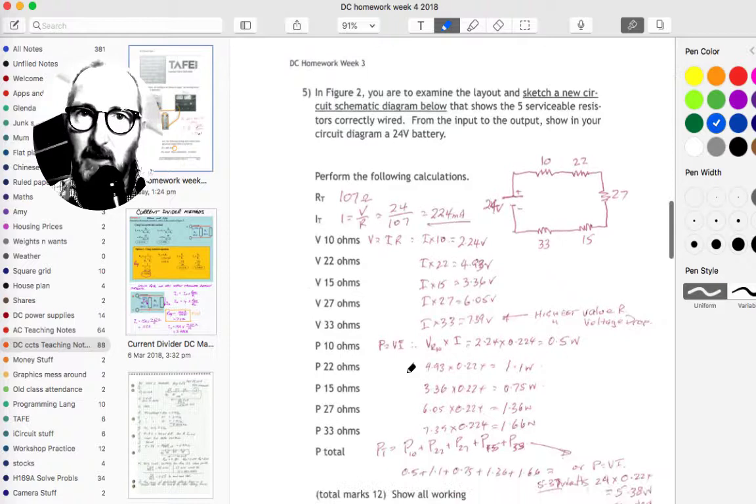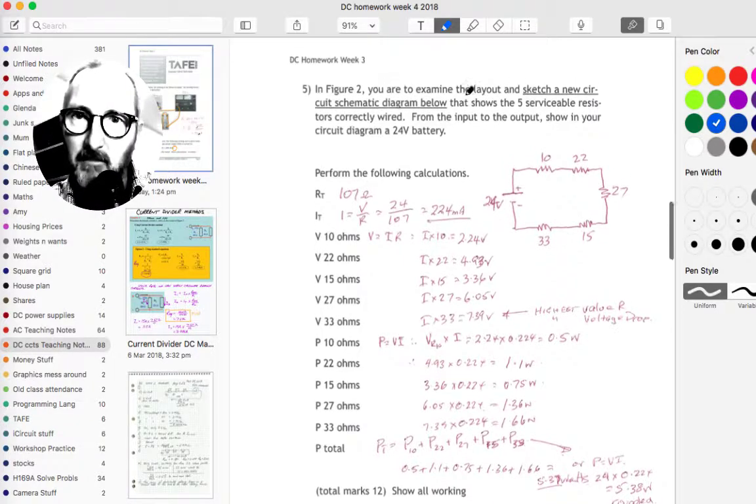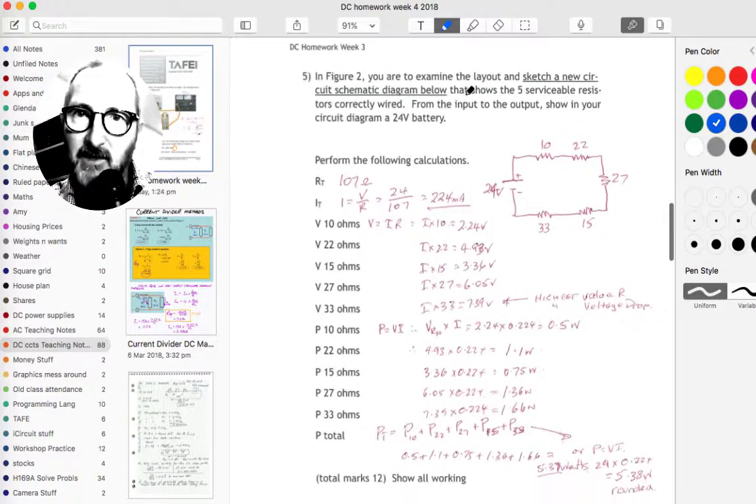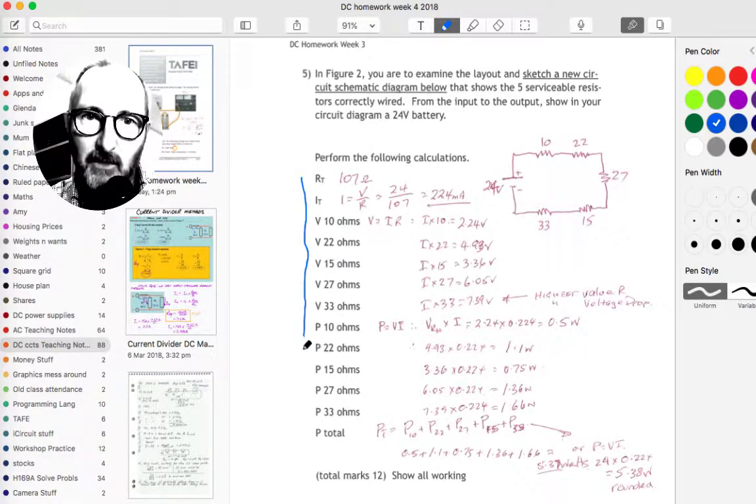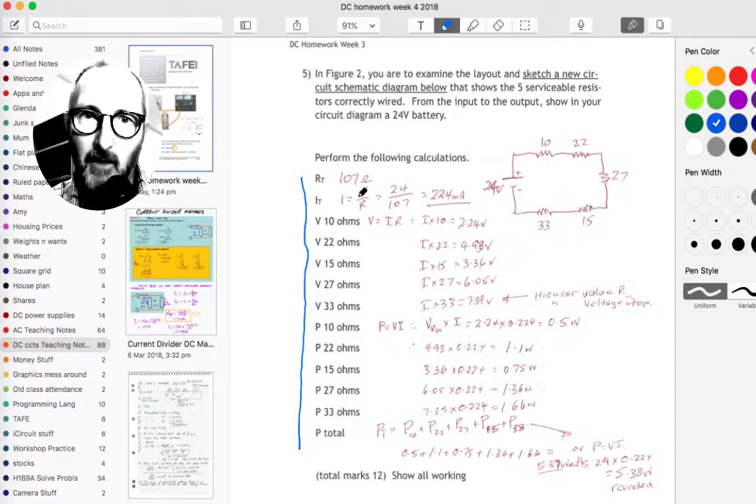Got a new circuit now. Figure 2, you are to examine the layout. Oh, I see. Same circuit. Yes, same circuit, but we've got to examine the layout and sketch a new circuit schematic diagram. So that's a 24 volt supply coming in, 10, 22, 27, 15, 33, and then we've got all these wretched questions that we had to answer here. Very typical electrical exam type question.